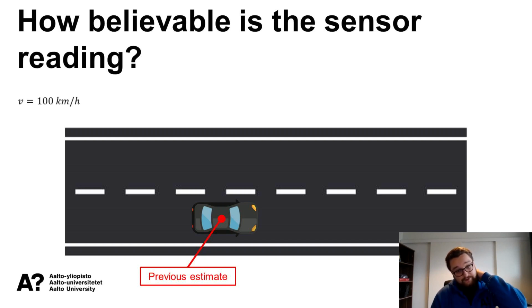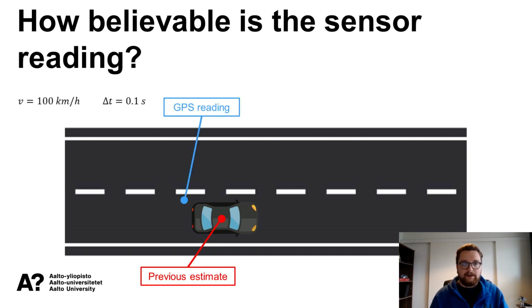If we have a vehicle here, and we've gotten a previous estimate from our localization system, that is marked in red. And based on the data, we have seen that the vehicle is traveling 100 kilometers an hour. So let's see how believable is this sensor reading that we are getting next. And this is there in blue. That is the GPS reading that we have got after the previous estimate of the vehicle position, and the time between these measurements is 0.1 seconds.